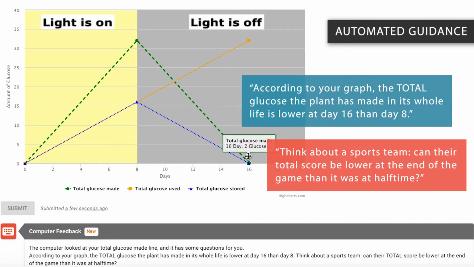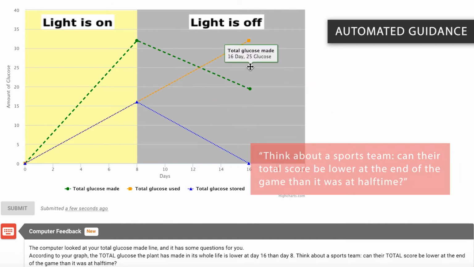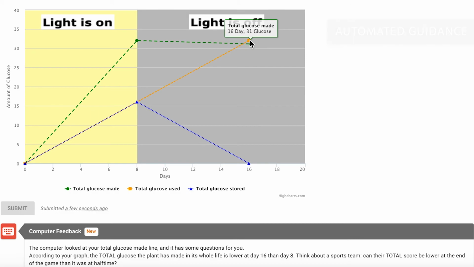Think about a sports team. Can their total score be lower at the end of the game than it was at halftime? The students correct their graph and end with an accurate prediction.